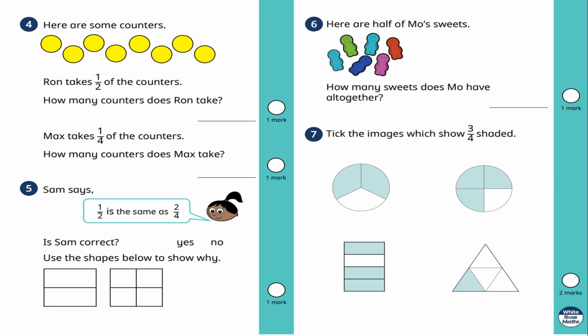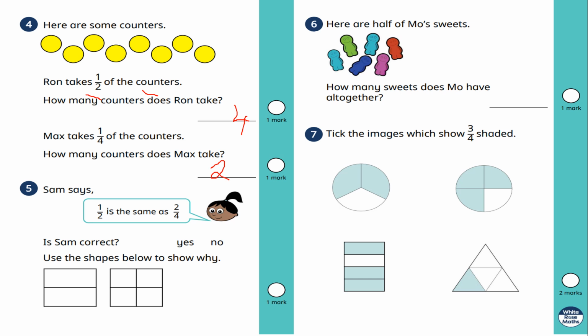Question number 4, here are some counters. Ron takes half of the counters. How many counters does Ron take? We've got 1, 2, 3, 4, 5, 6, 7, 8. Half of 8 is 8 divided by 2, which is 4. Max takes a quarter of the counters. How many counters does Max take? A quarter of 8 means 8 divided by 4, which is 2.